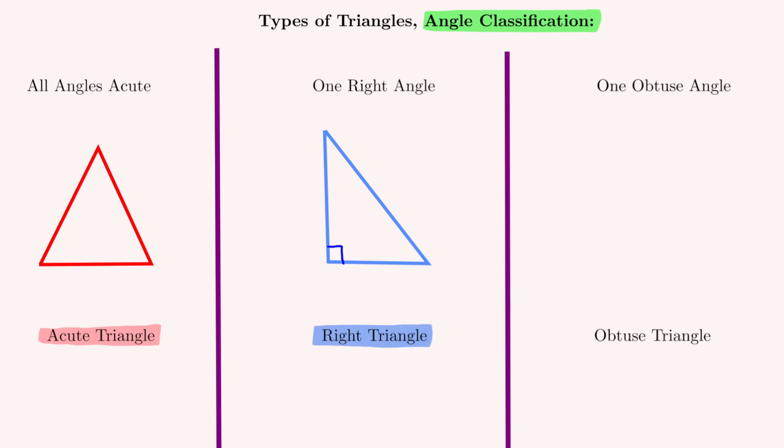The final classification based on angle measures is if one of the angles within the triangle is an obtuse angle, that is greater than 90 degrees but less than 180, then we call the triangle an obtuse triangle. So these are the different ways we can classify triangles based on their interior angles.